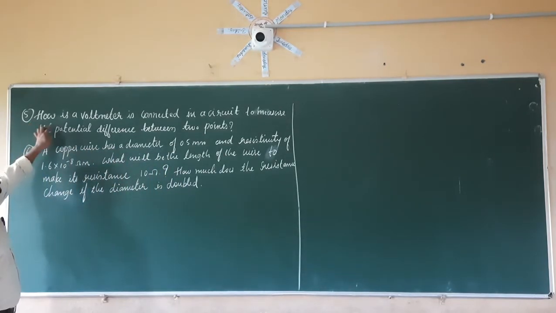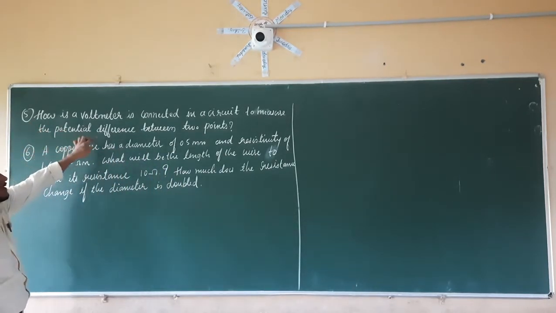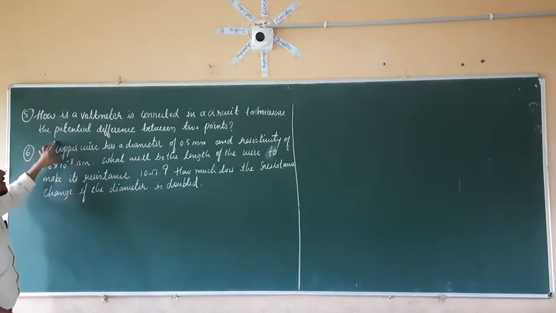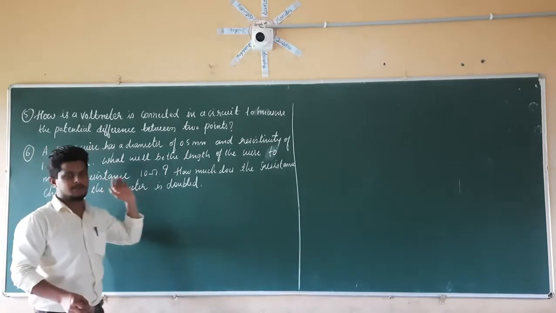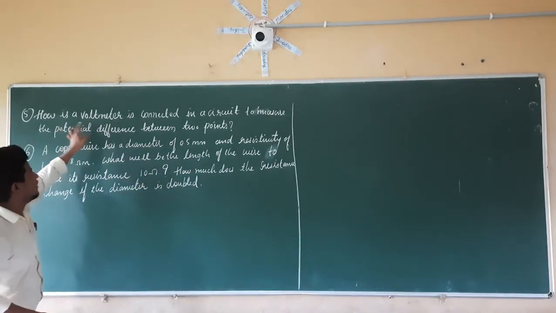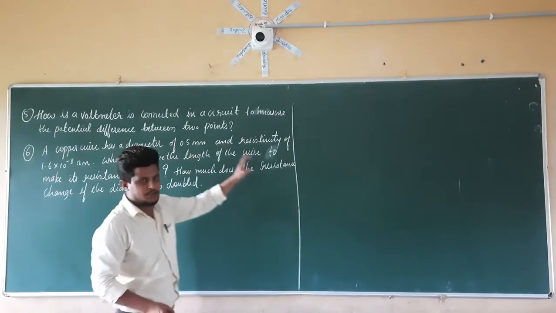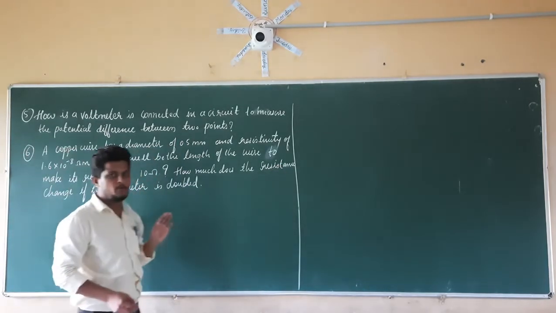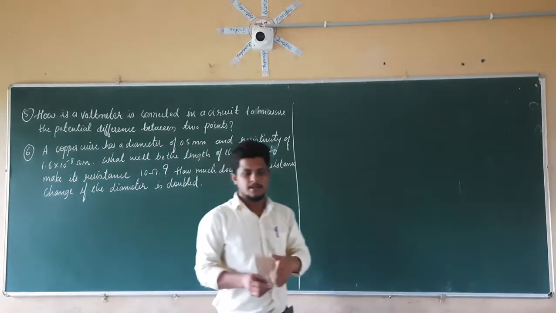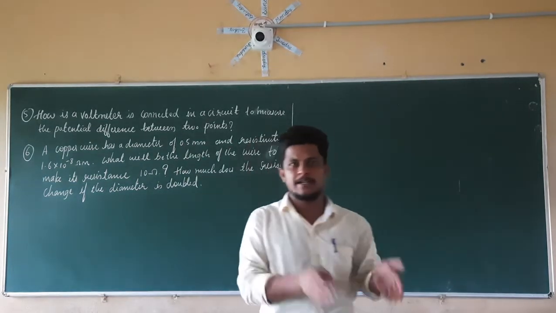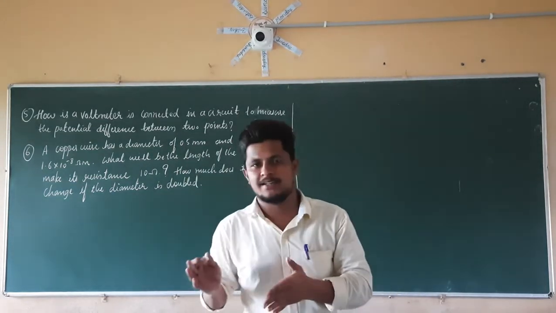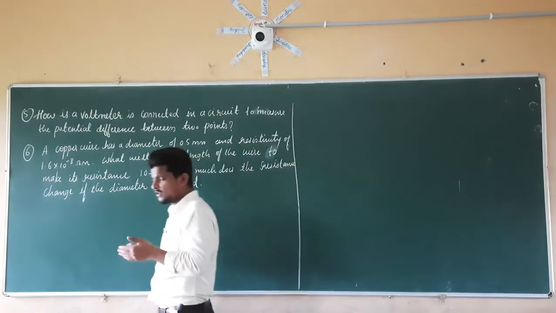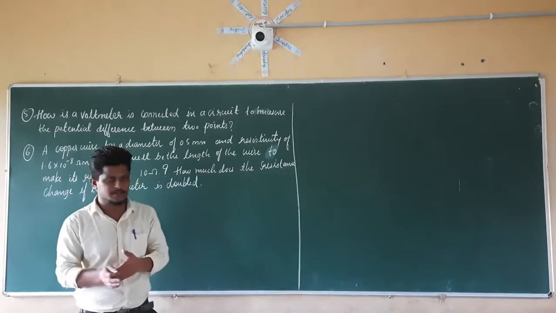Fifth question is, how is a voltmeter connected in a circuit to measure the potential difference between 2 points? So if you remember, the ammeter is always connected in series and the voltmeter is always connected in parallel connection. Why is it always connected in parallel?